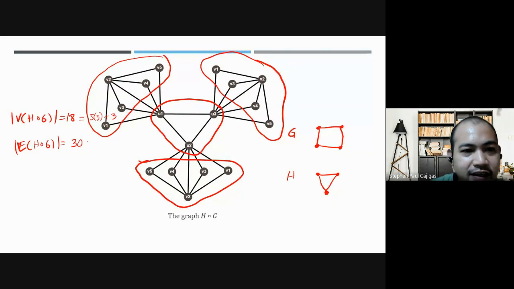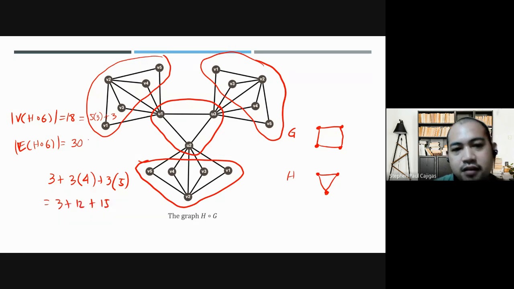Anyway, let's check this one. The original edge count is 3 plus 3 vertices times, and the original edge count is 4 plus 3 vertices times the number of edges and vertices, which is 5. Let's see, this is 3 plus 12 plus 15. This is 15 plus 15, 30. Correct. Okay, so that is the original number of edges plus the number of vertices.